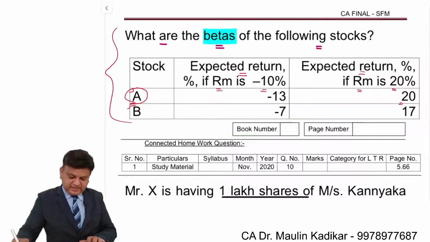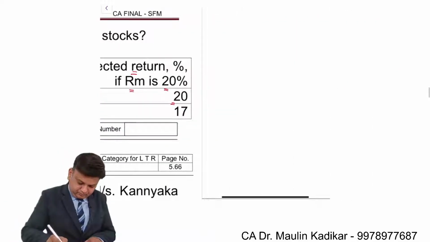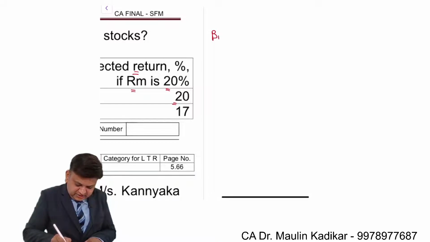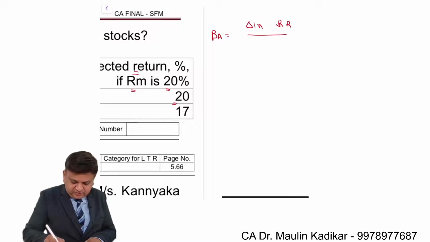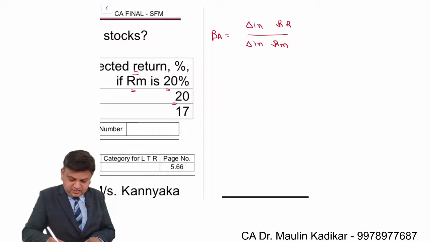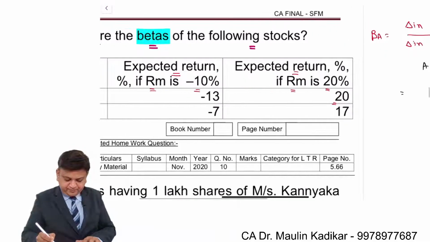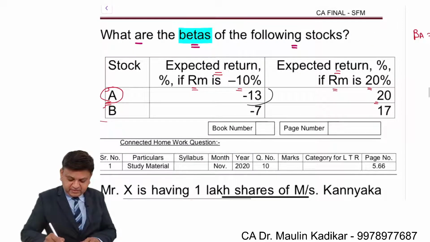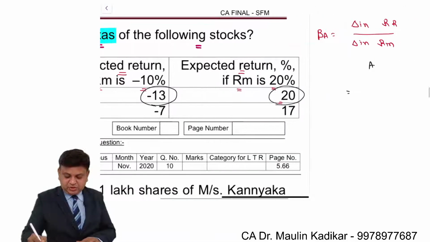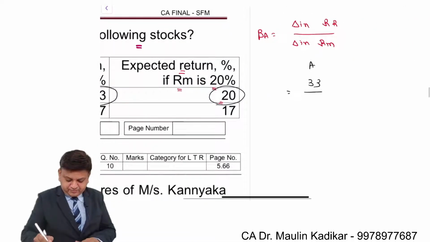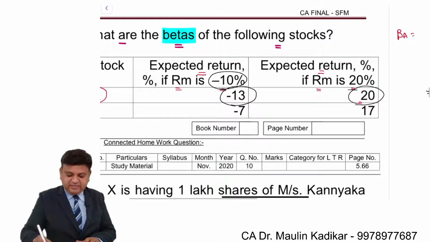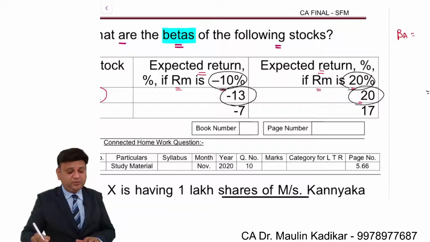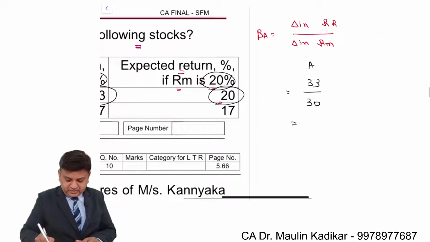So again over here we can make the calculation like this. Beta for the security A is change in RJ, that is the required rate of return, divided by change in RM. In case of security A, the required rate of return changes from negative 13 to positive 20, so it changes by 33%. And the market return is changing by what? 30%, negative 10 to positive 20. So beta is 1.1.